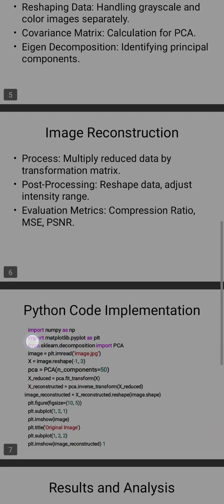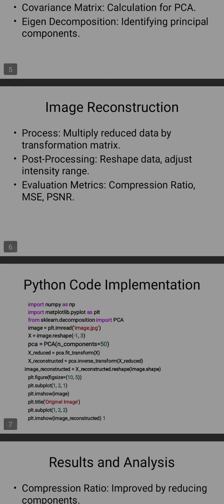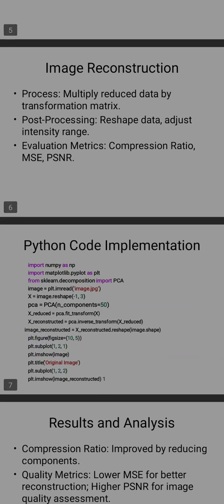Moving to image reconstruction, there are three steps: process, post-processing, and evaluation metrics. In process, we multiply the reduced data by the transformation matrix. That is, the eigenvector is multiplied with each data point to reconstruct the newly transformed data points. In post-processing, we reshape the data and adjust the intensity range. And the evaluation metrics are mean squared error, compression ratio, and PSNR.